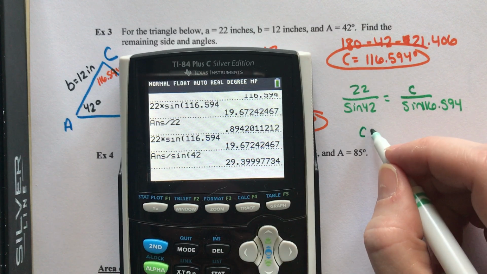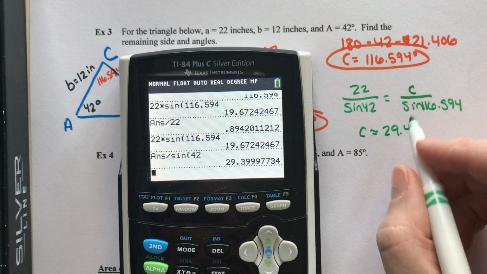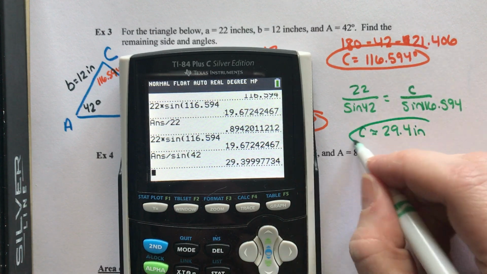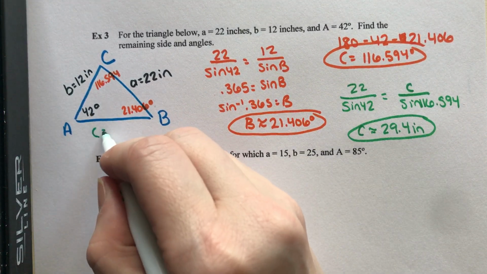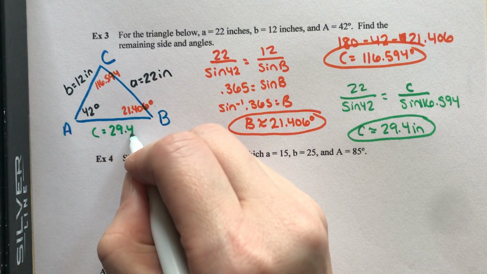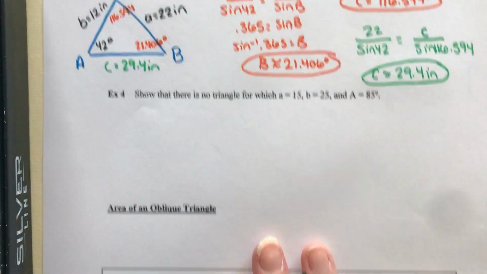So little c is approximately 29.4, that would round to, inches. See, I thought it wouldn't make sense that it would be so small. So hopefully you caught my mistake before I did. Okay. So that triangle is completely done. Okay, so let's go to number 4.